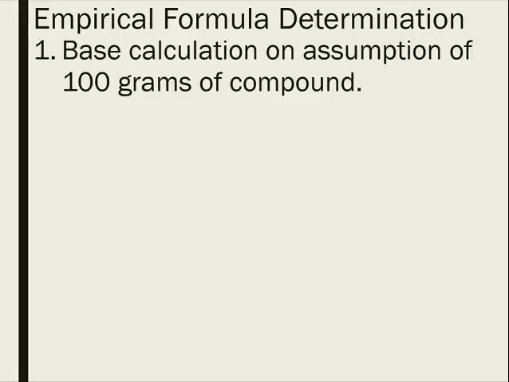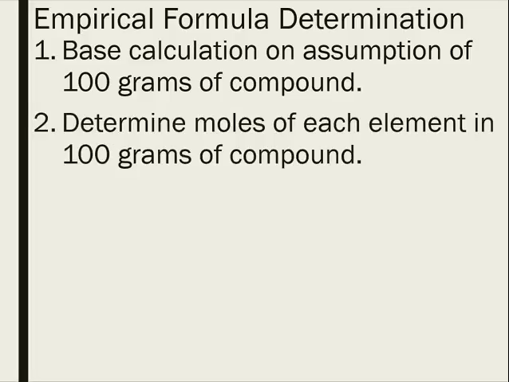First step, you're going to base all your calculations on a 100-gram sample of the compound. This is going to be okay for us to do for the same reason that using the 100-gram sample for percent composition was okay. Because no matter the size of the sample, the ratio is going to be the same no matter what. So we can assume a 100-gram sample. And again, you could assume any size sample, any mass sample, and it would work out the same. We just choose 100 grams because it's a round number and it makes things a lot easier for us.